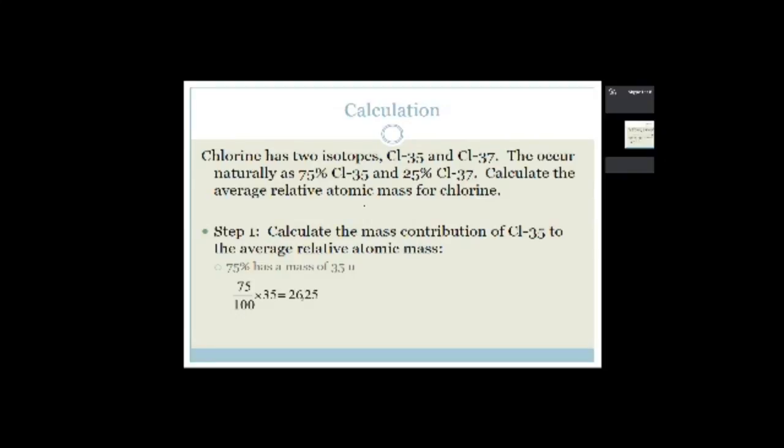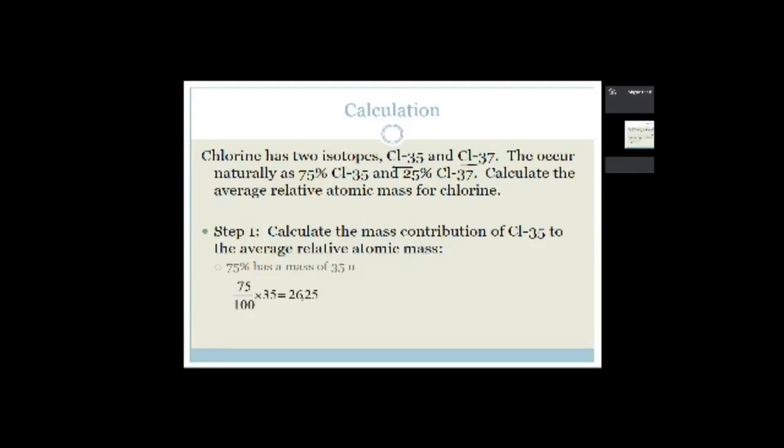So let's go through the steps. Chlorine has two isotopes, chlorine-35 and chlorine-37. These occur naturally as 75% chlorine-35 and 25% chlorine-37. And a typical exam question would be: calculate the average relative atomic mass of chlorine. That's a typical exam question.